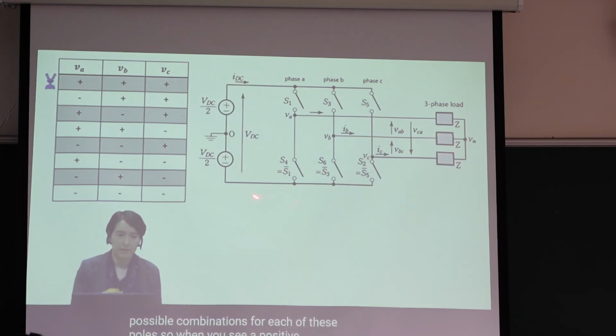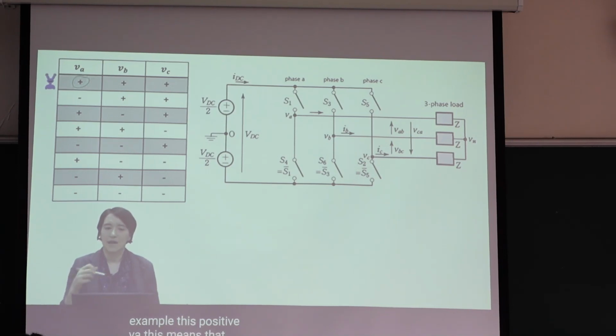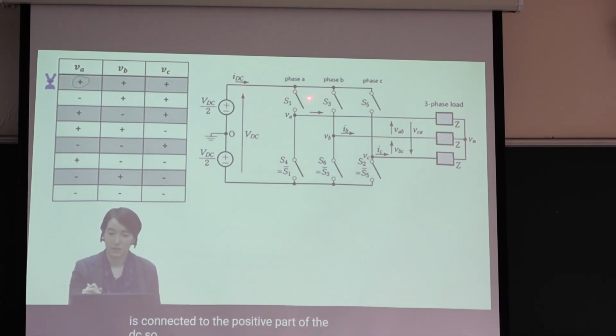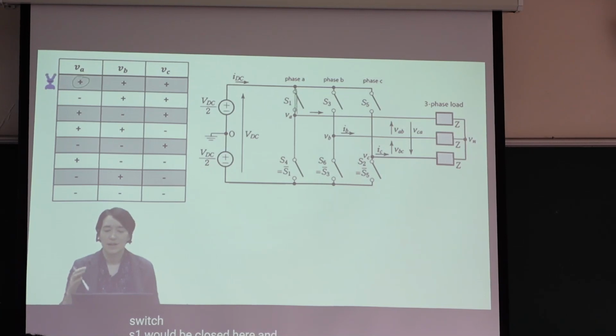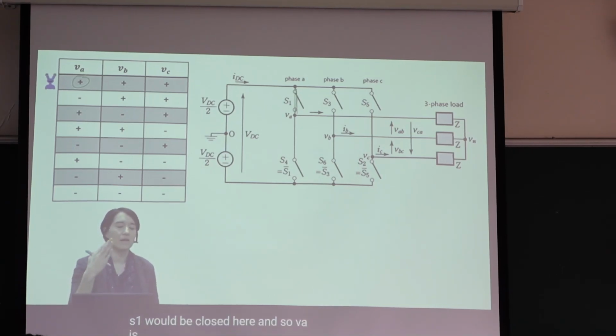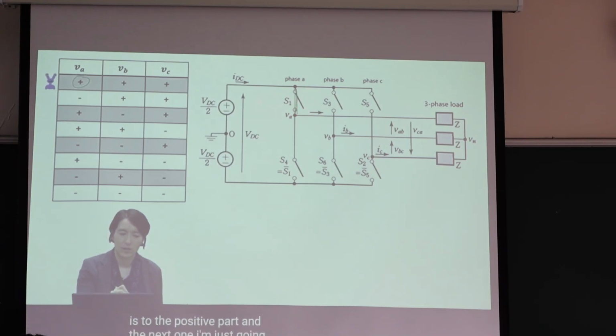So when you see a positive pattern, how many positive can you have? VA, this means that VA is connected to the positive part of the DC. So if you were to turn this switch on, switch S1 would be closed here. And so VA is connected to the positive part. VA is positive. And the next one, I'm just going to do the first row of this table.